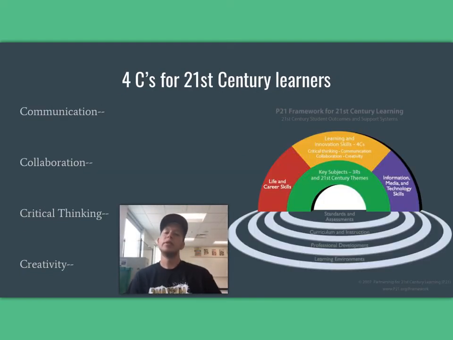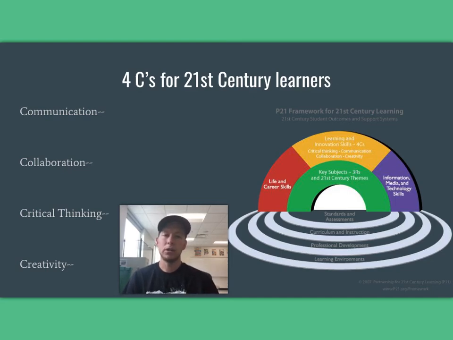So as I was doing some looking and some researching for this session, one of the frameworks that kept coming back up and kept coming back up and kept coming back up is the 4 C's for 21st century learners. And we've talked about the 4 C's in the past. You might have heard them in a different session or in different places. But the more I think about it, the more I start to lean towards this framework as, what do we really want our students to have?